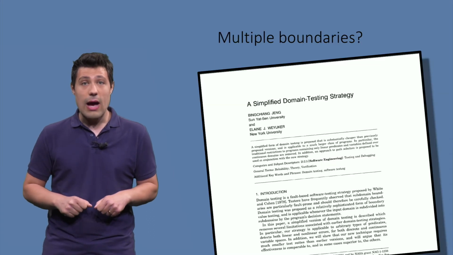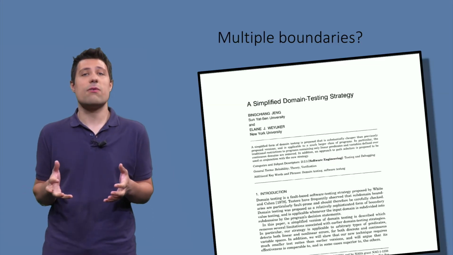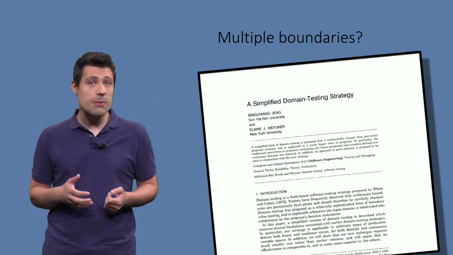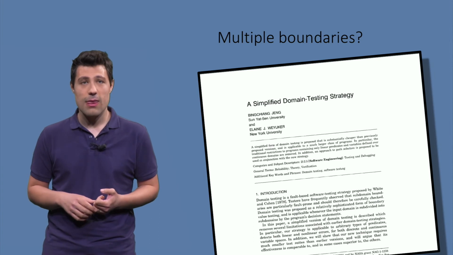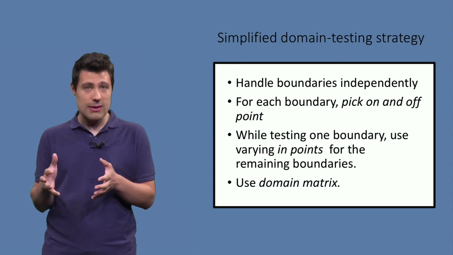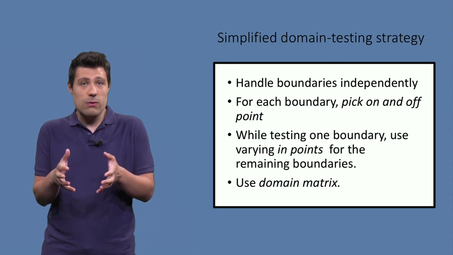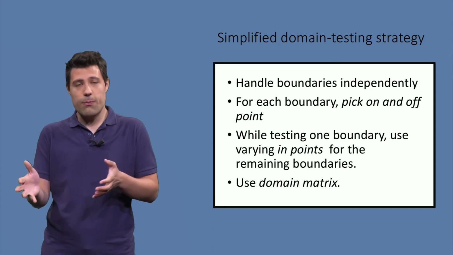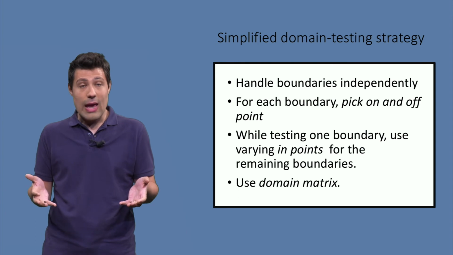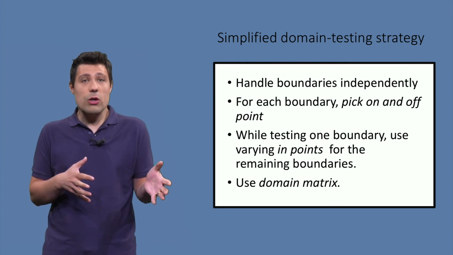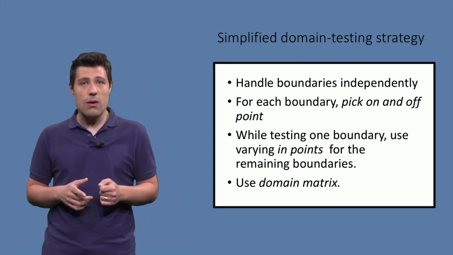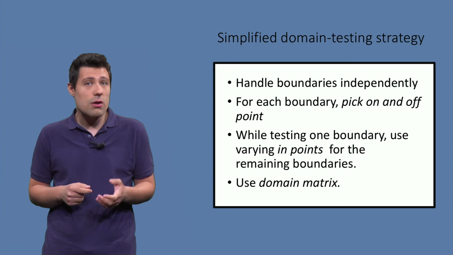Okay, but how can we think of on and off points if we have multiple boundaries? I'm now going to discuss the approach proposed in the paper A Simplified Domain Strategy. The suggestion that this paper makes is that we should handle every boundary independently. For each boundary that we have, we should pick the on and the off point. By pick, I mean testing the on and the off point for that boundary. And while testing one boundary, we use varying in points for the remaining boundaries. To really see it happening, we can use what they call a domain matrix.